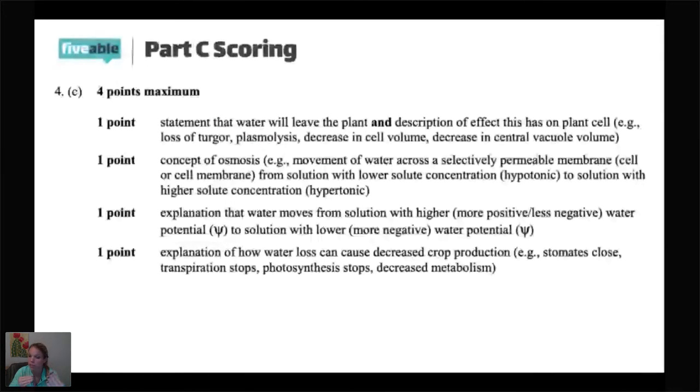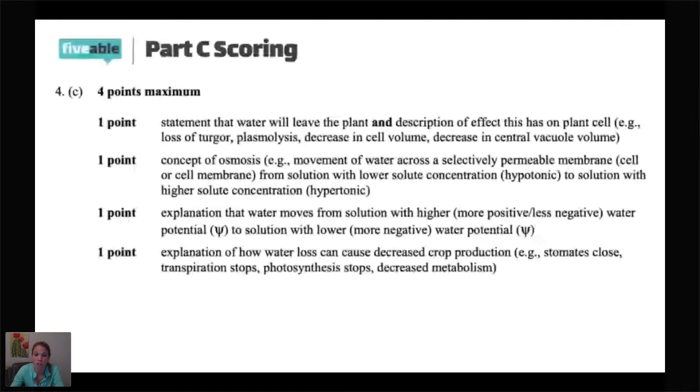But it is a plant. So you've got to emphasize how this would be a plant cell as opposed to you. You've got to talk about osmosis, how these things are going to move across a membrane. You've got to talk about how water moves from solutions with higher water potential to lower water potential, and how that water can cause decreased crop production. So you've got to be very, very, very specific about how that salt is going to hurt that plant.